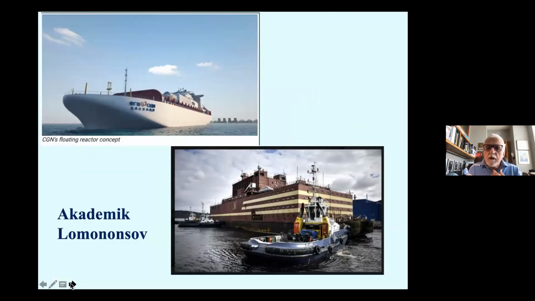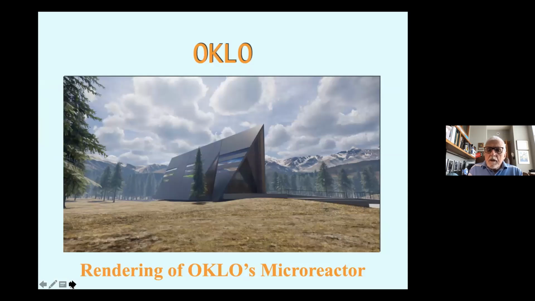Okay, these are the 2 barges that I talked about. The lower right is the academic Lomonosov that is in Pevek on the coast, and the other one is a Chinese concept one. This is the Oklo. This is really neat. It's a micro reactor, 1.5 megawatts. A big reactor again is 1,000 megawatts. This is 1.5. And it's designed for remote communities to operate for 20 years without refueling. So it'll power up a town for 20 years without refueling.